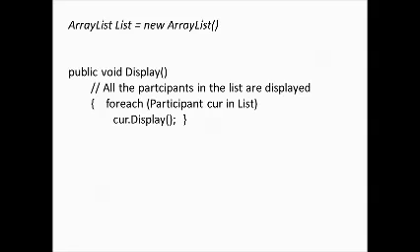Okay, so how do we understand this for each? It simply says go to each element in list. And then notice there it's been typecasted as participant. So each element in the list we know is a participant. So we say go to each participant in list and call it current every time you visit it. And then inside the loop, in this case, you call the display method of the participant class.